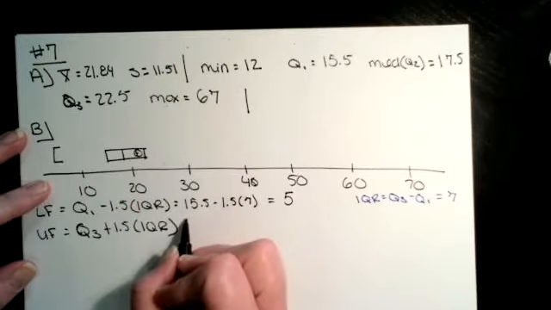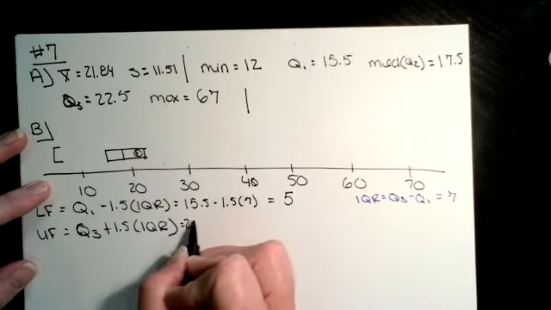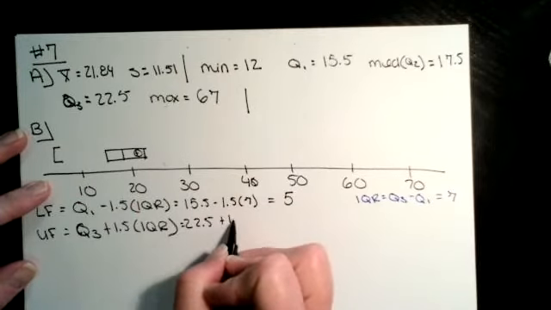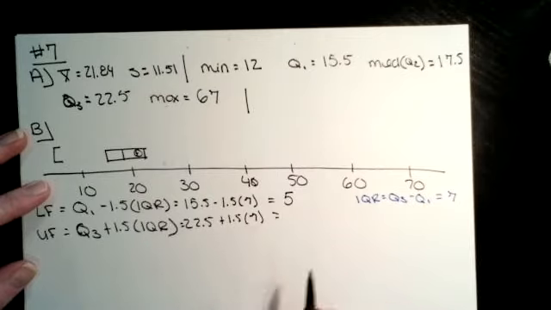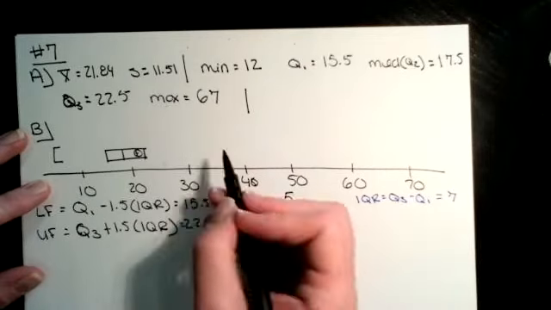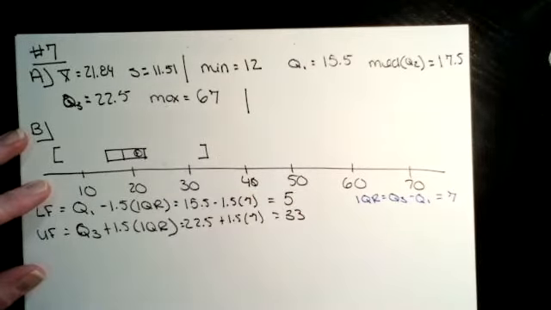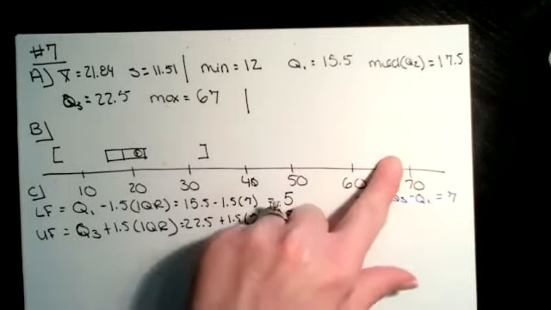Now my upper fence is 22.5 plus 1.5 and 7. I'm going to multiply those, add it to 22.5, and I get 33. So that's up here someplace. There's my fences. I definitely have outliers because my data goes all the way up to 67.